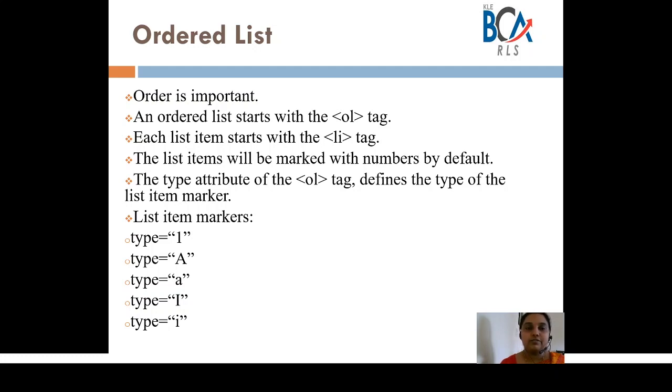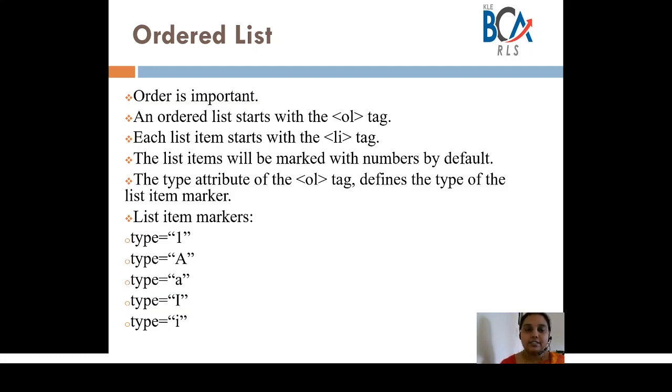In the previous session we discussed unordered lists. Unordered lists are lists in which the order of the list items is not important. Today we are going to discuss ordered lists. Ordered lists are lists in which order is important.